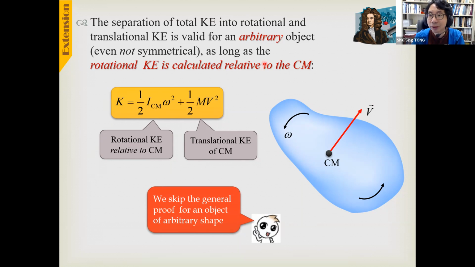Now, I will not show you the general proof. What I show you is a proof for a circular object, in which the object is rotating about the cm, and you can sum up the kinetic energy of the pairs of particles, and you arrive at this expression. But I told you that this expression is not that specific. It can be generalized to an arbitrary shaped object, but I will not show you the proof anyway.